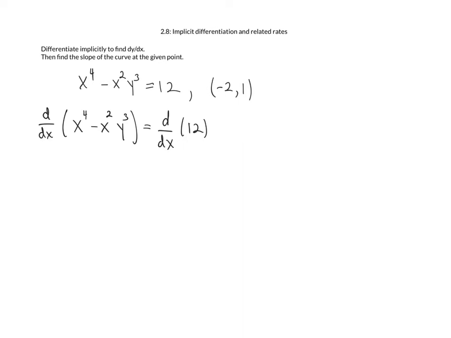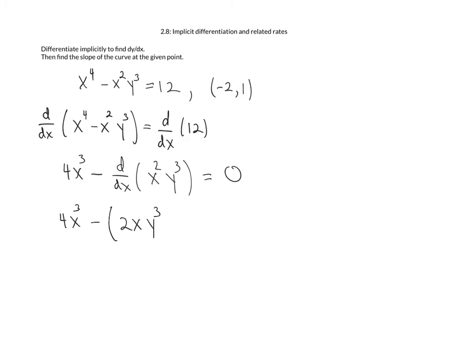If I differentiate the first term on the left-hand side, that's a 4x cubed. And then I should compute the derivative of the second term, but I'm going to do that very slowly, minus the derivative with respect to x of x squared y cubed. And that equals the derivative of 12, which is 0. Okay, so I've rewritten the 4x cubed, and now I have to subtract the derivative of this term, which is a product. So I have the derivative of the first term, 2x times y cubed, plus the first term, x squared, times the derivative of the second term.